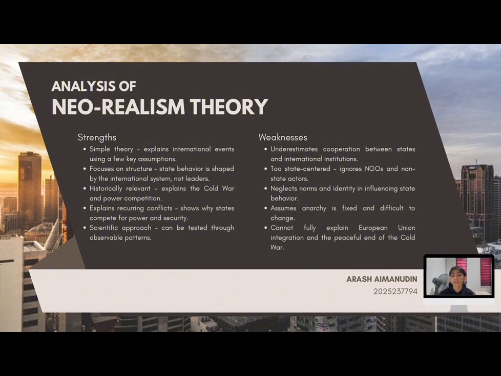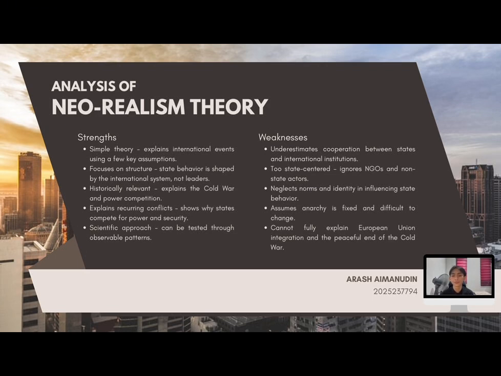First, one strength of neorealism is that it is a simple theory because it uses only a few assumptions, but it can explain many international events and state behaviors. Because of this, the theory is easier to understand and can be applied to different situations in international relations. Besides that, neorealism focuses on the structure of the international system instead of individual leaders or domestic politics. This means countries behave according to the international environment around them. Since there is no central world government, states must protect themselves and ensure their own survival.